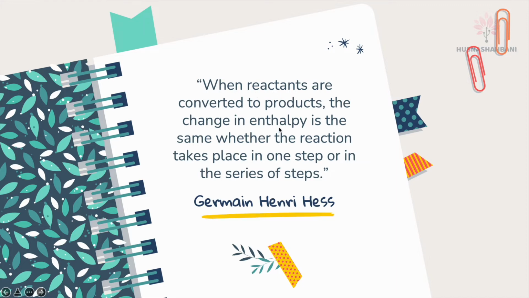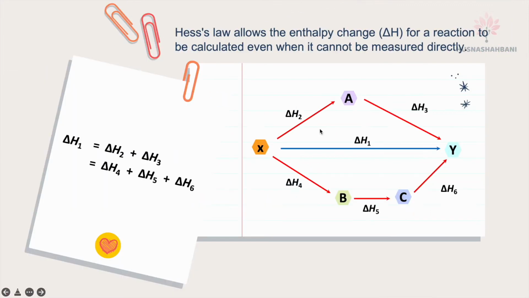The change in enthalpy for one step from reactants to become a product, and for several steps from the reactants to become the product, are the same. Whether one step or several steps, the change in enthalpy is the same. Hess's law allows the enthalpy change, delta H, for a reaction to be calculated even when it cannot be measured directly.